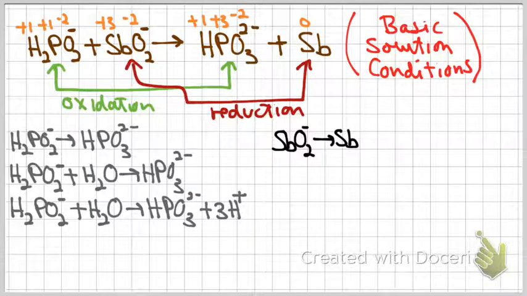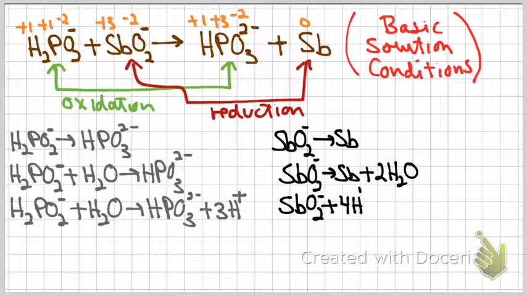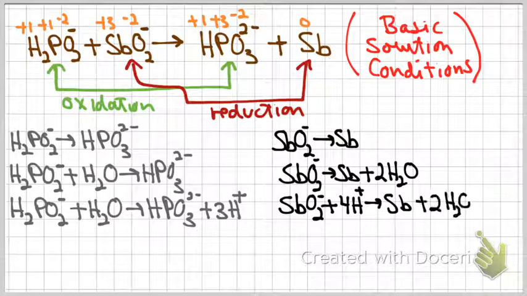So now let's take a look at the reduction half reaction and do the same thing. I don't have enough oxygens on the right side. I need 2, so I take care of that by adding 2 water molecules, which of course then changes the hydrogens. So I need 4 hydrogens on the left side, and as we've previously done, we take care of those by adding in 4 hydrogen ions on the left side.